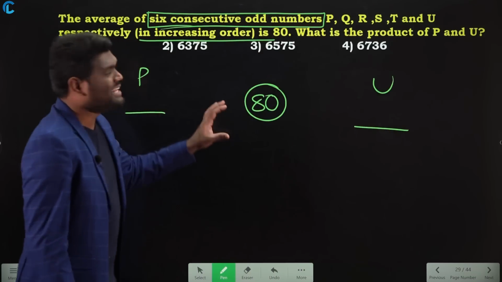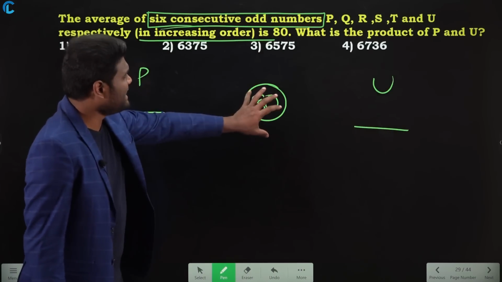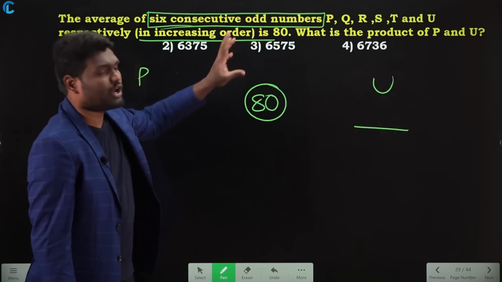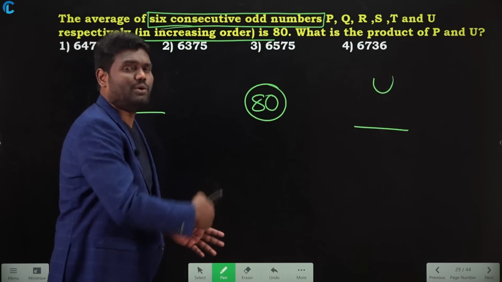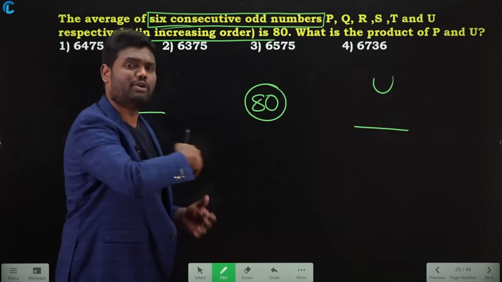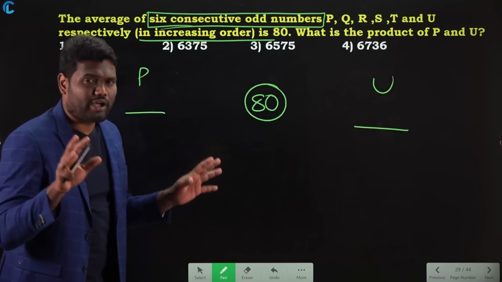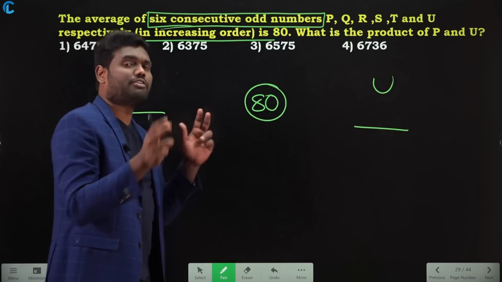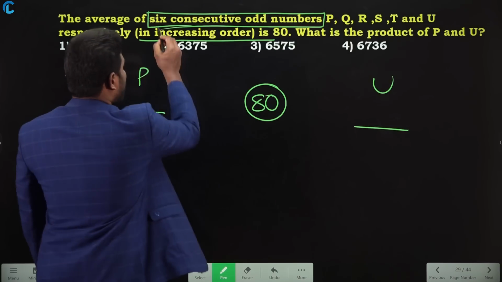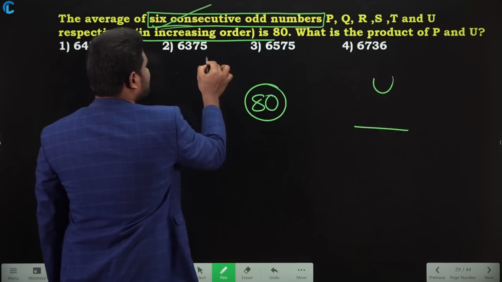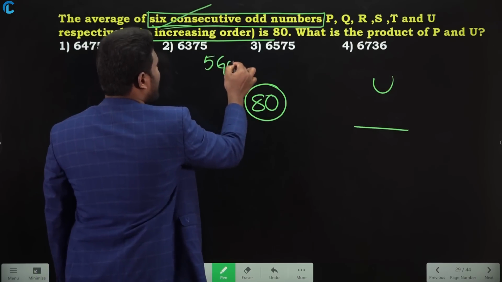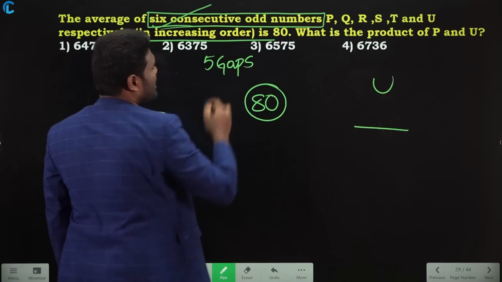Now look here, as it is odd numbers, you can go on writing them saying 81, 83, 85. But if you think that it is going to waste your time, you will not do that. What you can do is use the concept we have discussed earlier. As this is 6 consecutive numbers, for 6 numbers how many gaps you will have? You will have 5 gaps.